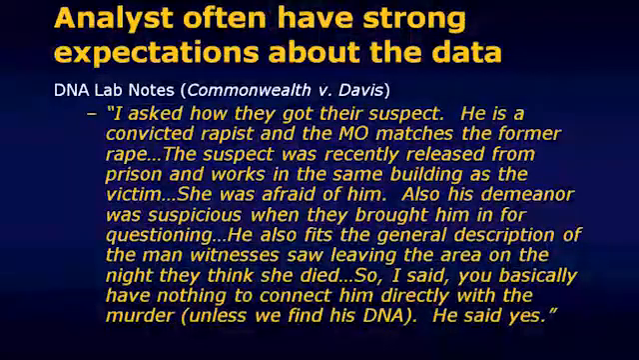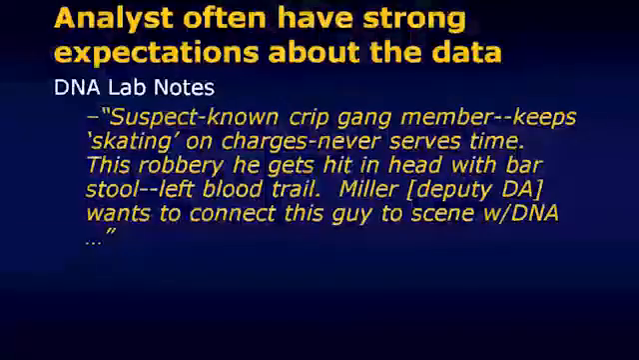Let's look at another excerpt from a separate case file. This one comes from the state of California. The analyst has written down the following in their lab notes, again, before any DNA isolation ever took place. The analyst here writes down, the suspect is a known Crip gang member, keeps skating on charges. I suppose they meant to write allegedly skating, but you know, that's being picayune. But the suspect here keeps skating on charges, never serves time.